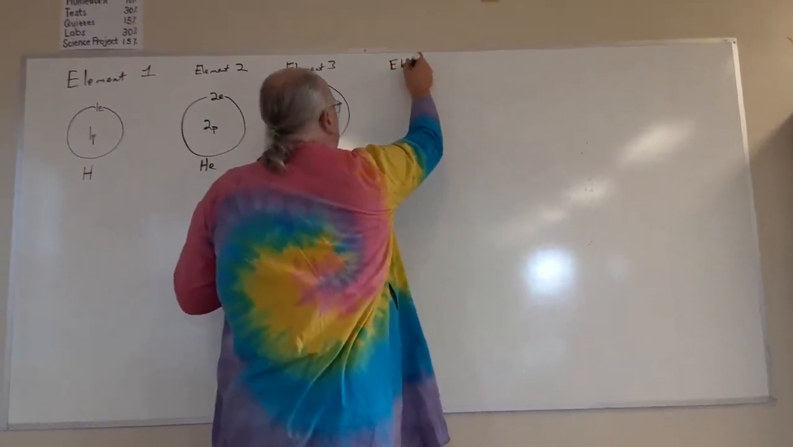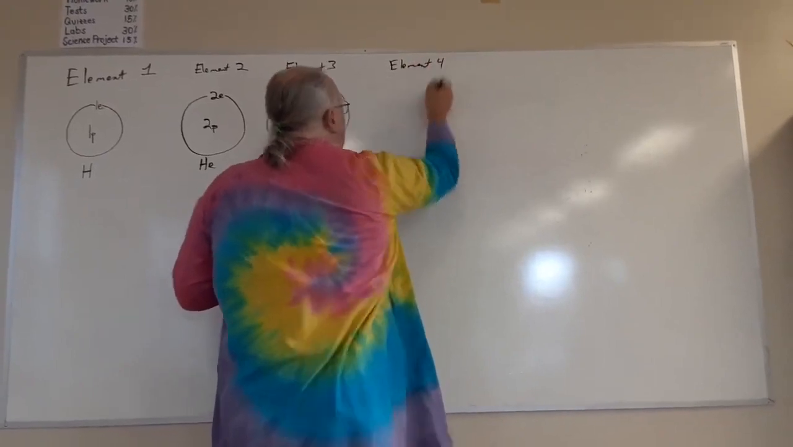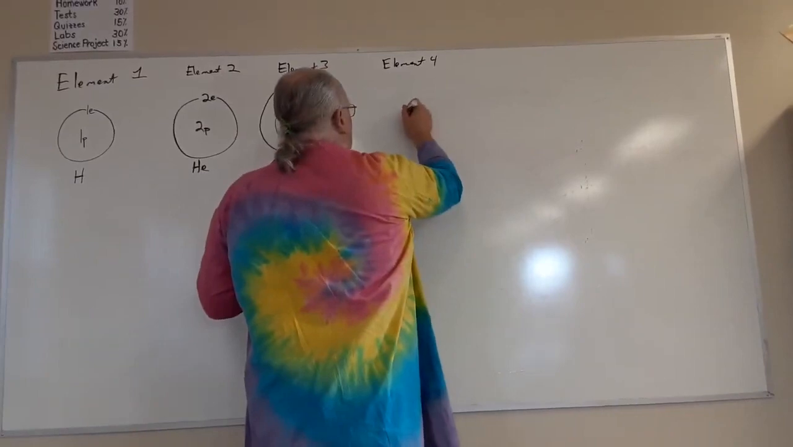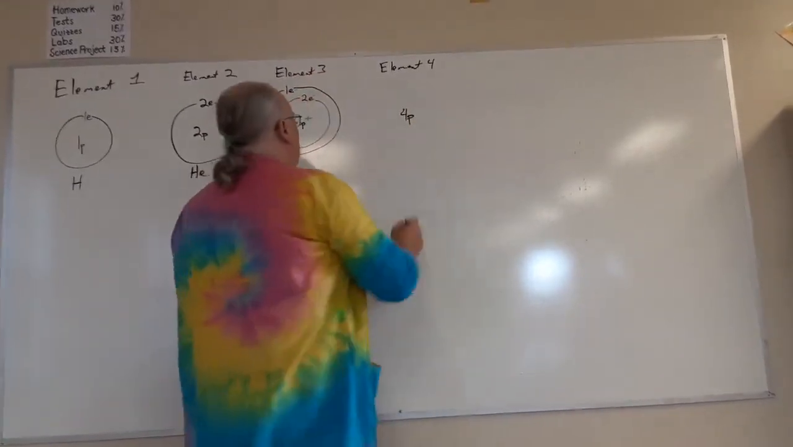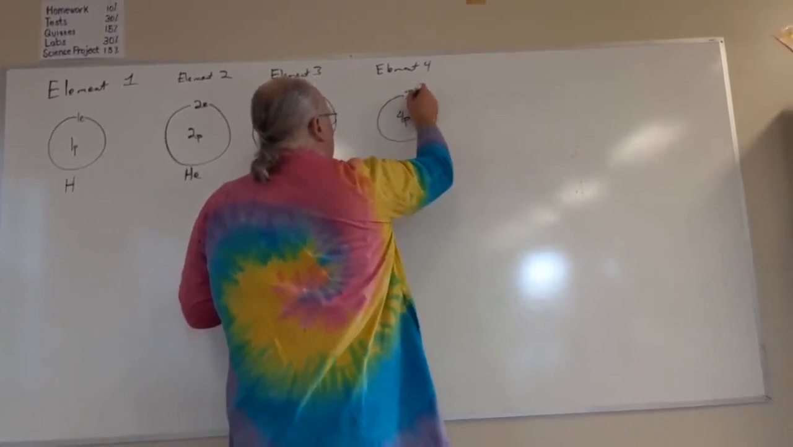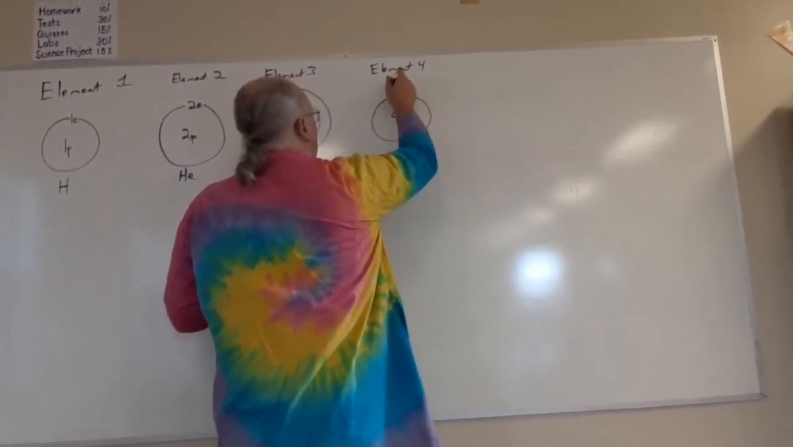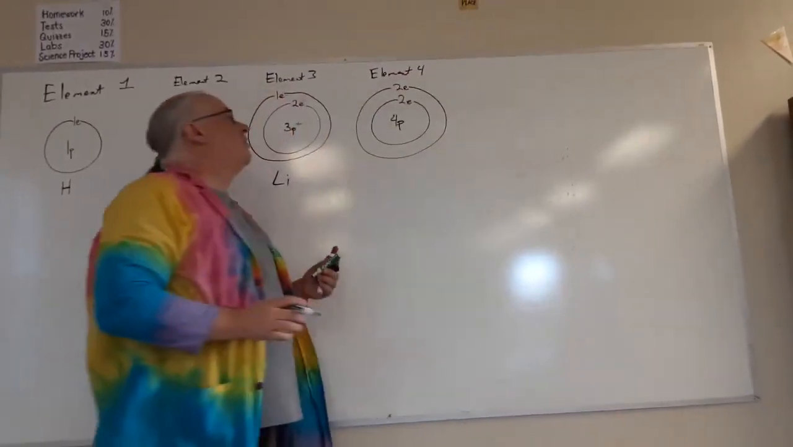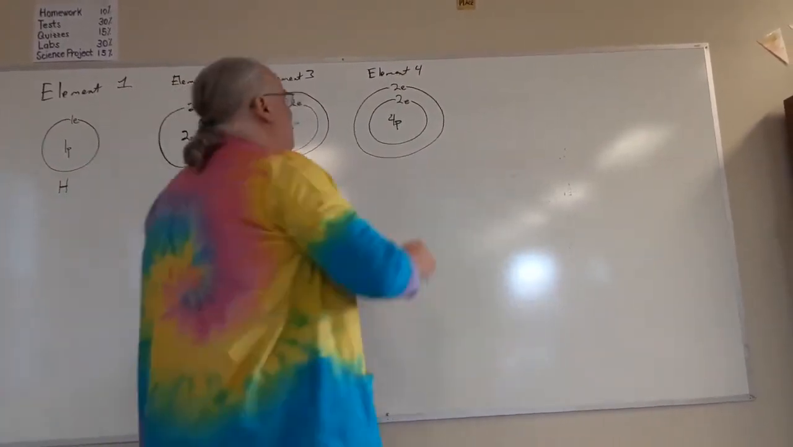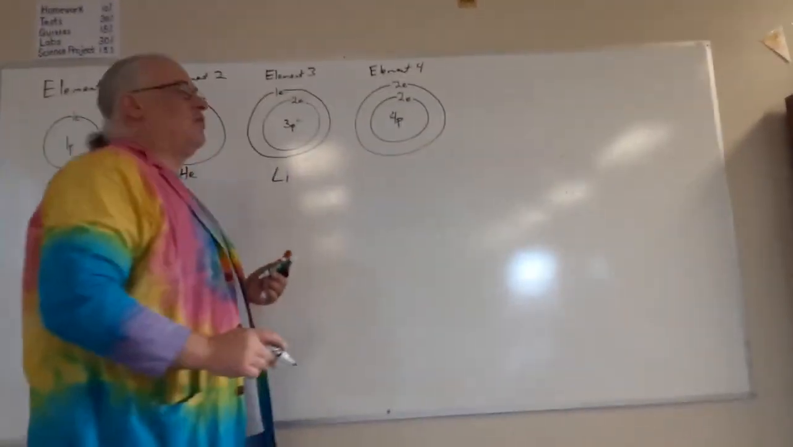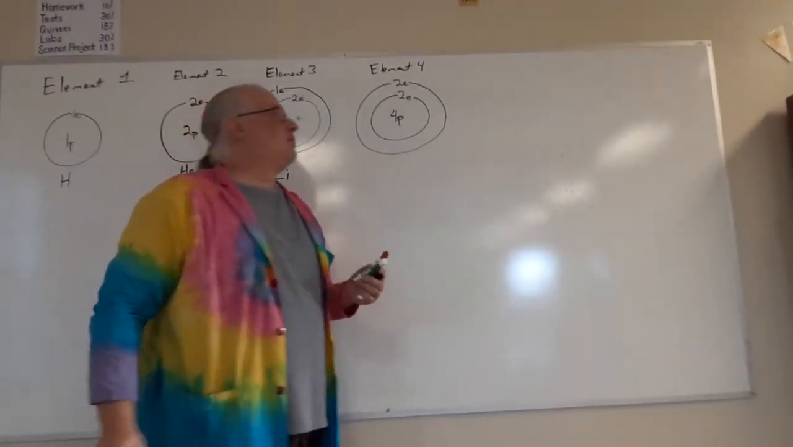Here's element 4, beryllium. It would have 4 protons in its nucleus in the middle. It would have 2 electrons on the first level, and it would need to have 2 electrons on the second level because it's got to have 4 electrons total to balance out the 4 protons in the nucleus.